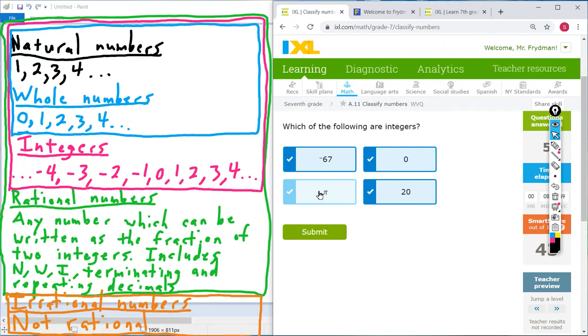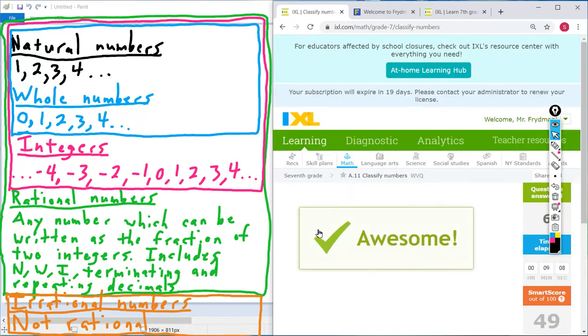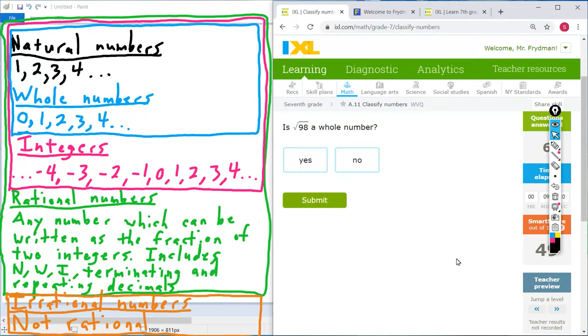Pi is not an integer. Pi is 3.1415, etc. The integers do not have 0.1 or 0.3. The integers don't have those non-zero digits after the decimal point. So we're not going to click on pi here. Going to hit submit.